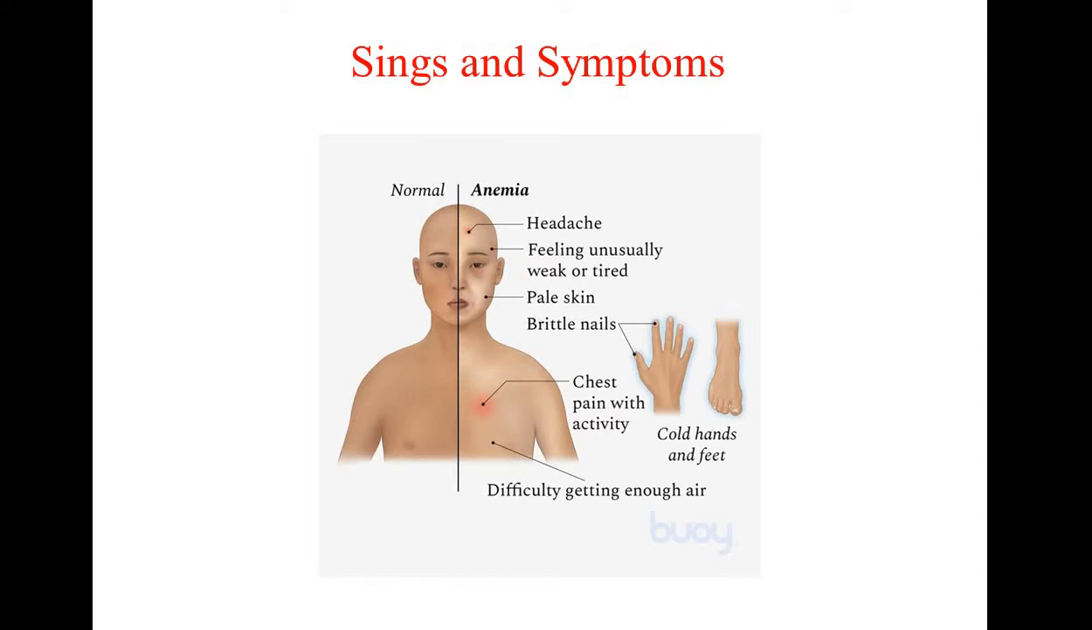These symptoms are shown in the diagram here. We can compare a normal person on one half of the body with an anemic person on the other half. Here the paler color of the skin is observed on the anemic side, whereas the second symptom is headache, then feeling unusually weak or tired, brittle nails, and chest pain with activity. When the person does activities, chest pain is observed. Then hands with brittle nails, and cold hands and feet.